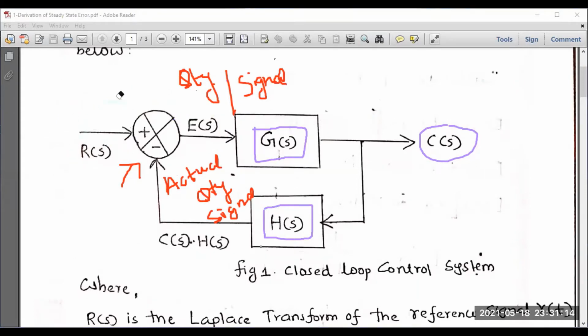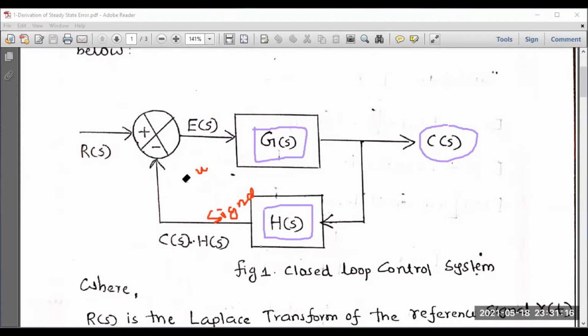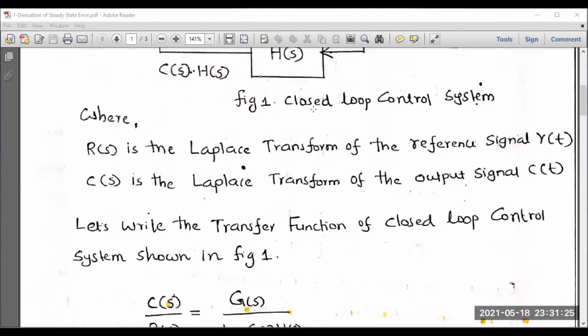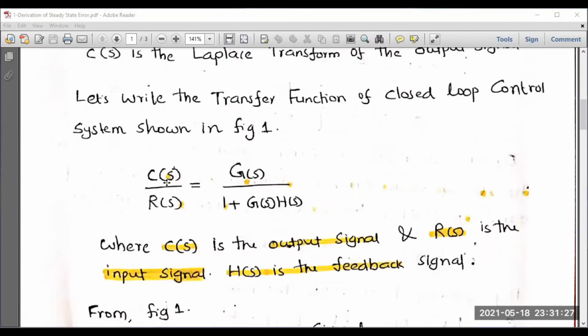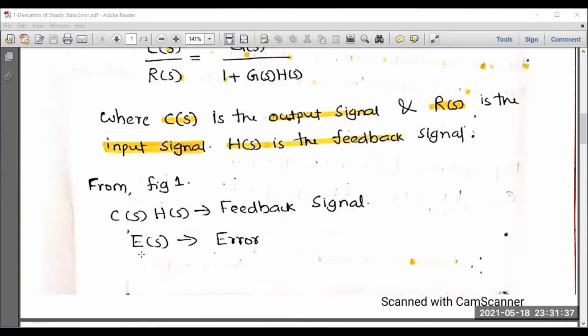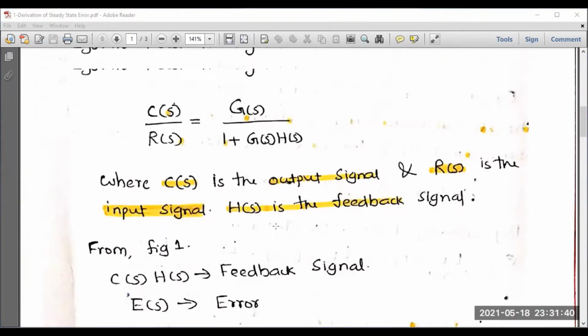Now, if you want, you can write the transfer function. How can you write the transfer function? C of S by R of S, that is output divided by input, which is nothing but G of S divided by 1 plus G of S into H of S. So the same thing I have written there, and it is the closed loop transfer function. C of S is the output signal, R of S is the input signal, and H of S is the feedback. C of S into H of S is the feedback signal.